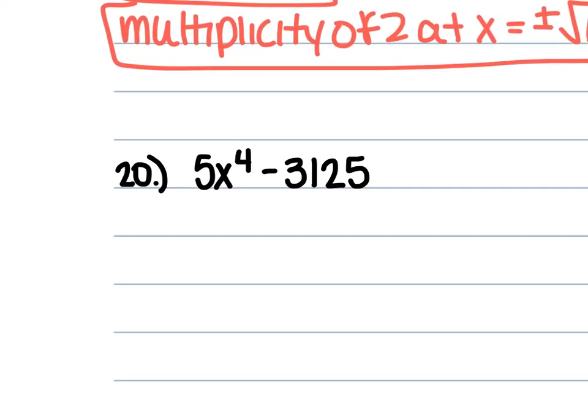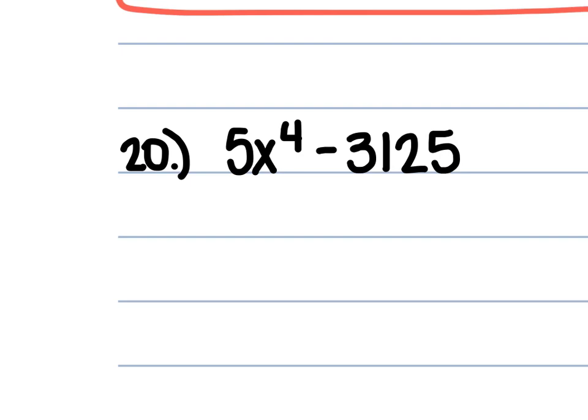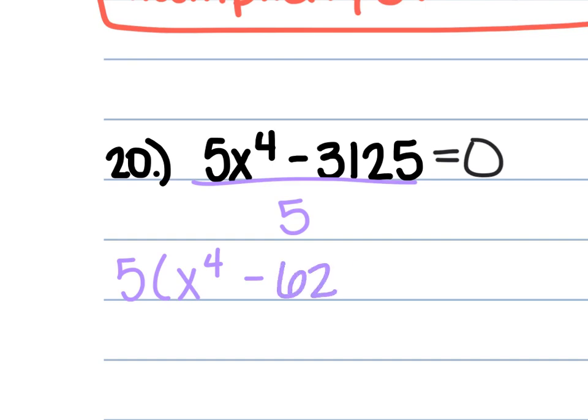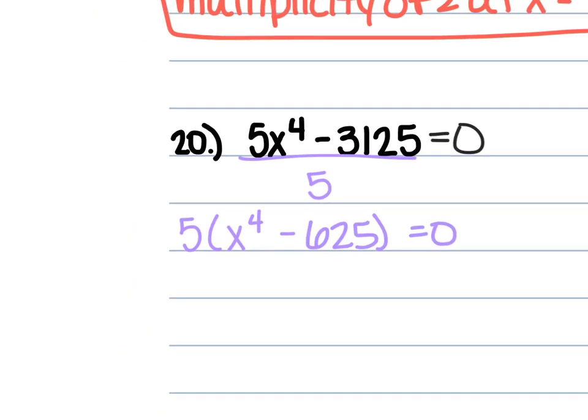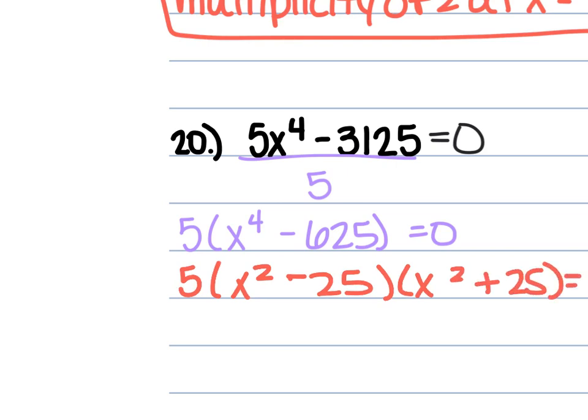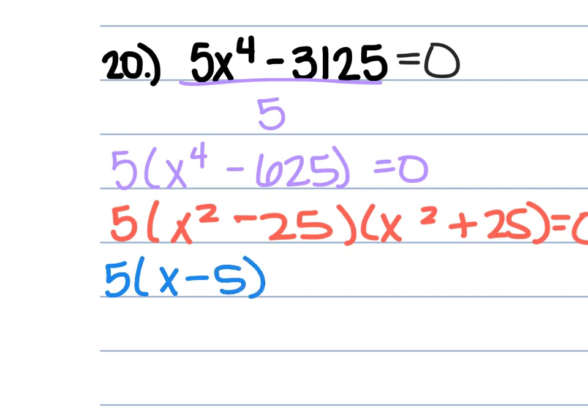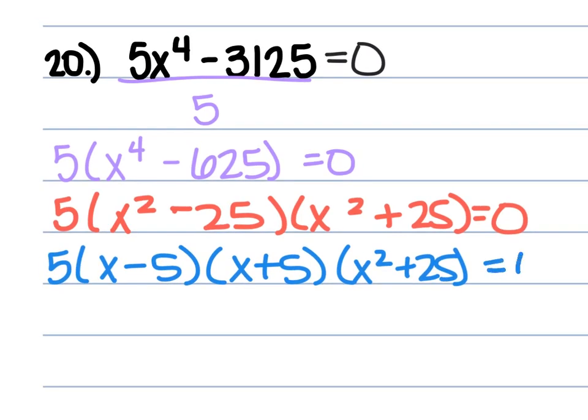If we look at our last question, that last question should have been equal to 0. So this is equal to 0 because we are solving for this. So we're first going to factor out that 5, to give us 5 times (x to the 4th power minus 625) is equal to 0. This is a difference of squares, so this is going to be 5 times (x squared minus 25) times (x squared plus 25) is equal to 0. We're going to keep factoring that x squared minus 25, so 5 times (x minus 5) times (x plus 5) times (x squared plus 25) is equal to 0.